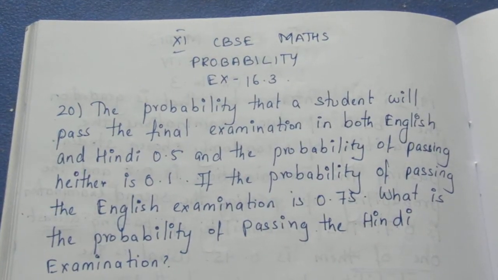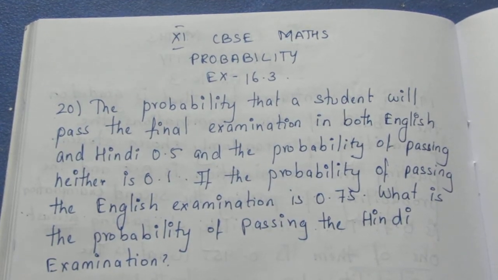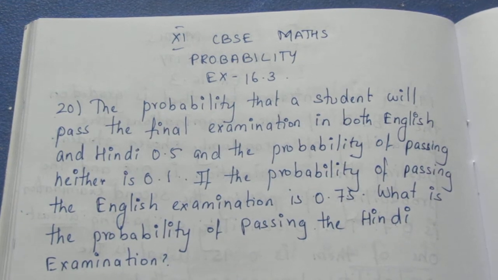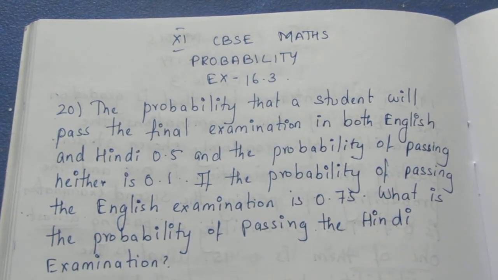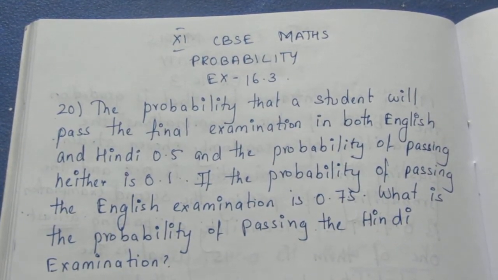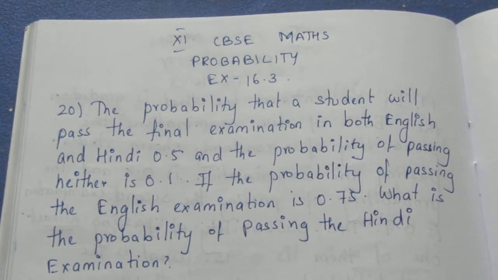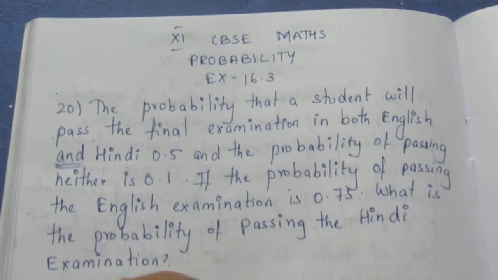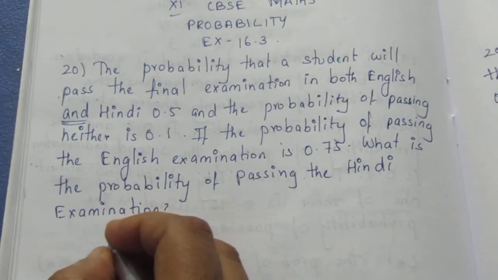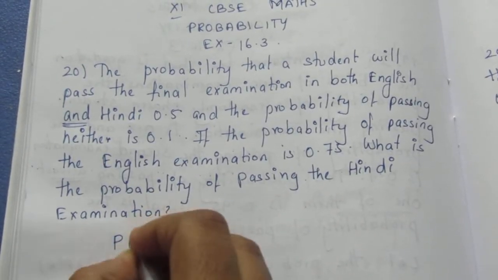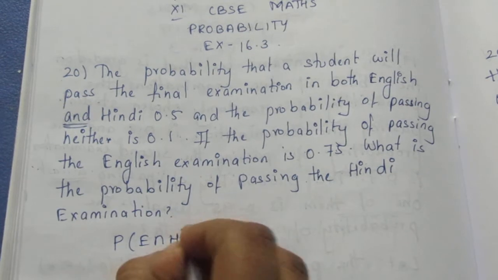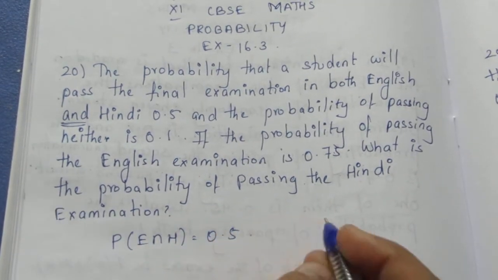Today we are going to see 11 CBSE Maths Probability Exercise 16.3 question number 20. Let's see the question. The probability that the student will pass the final examination in both English and Hindi is 0.5. So both means both English and Hindi. That means let me take English to be E and Hindi to be H. So it becomes E intersection H is equal to 0.5.